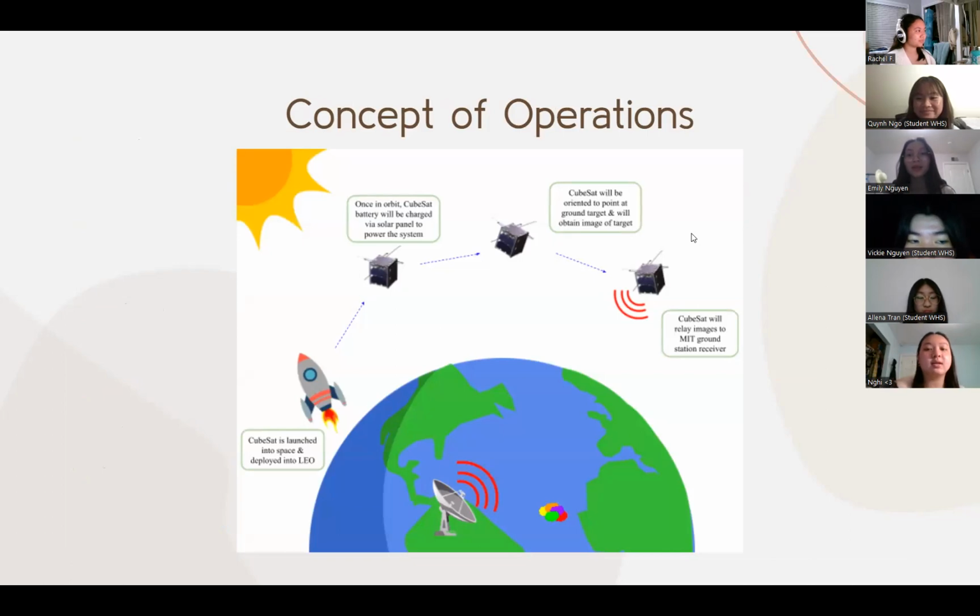Next is the concept of operations. So for the concept of operations, I'll be discussing how the CubeSat functions. First, the CubeSat is launched into space and deployed into low Earth orbit. Once in orbit, the CubeSat battery will be charged via a solar panel to power the system. Then, the CubeSat will be oriented to point at the ground target, which is the colored plastic, based off of the IMU or the gyroscope data, and will obtain image of the target. And lastly, the CubeSat will relay images of the colored plastic to MIT ground station receiver via Bluetooth.